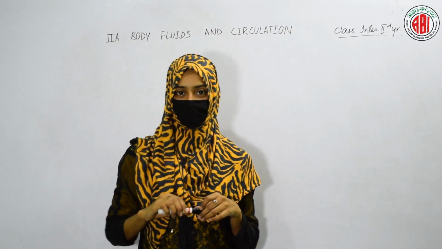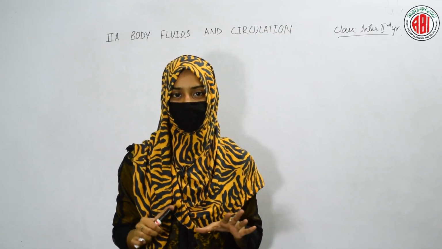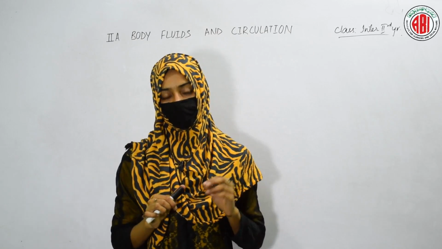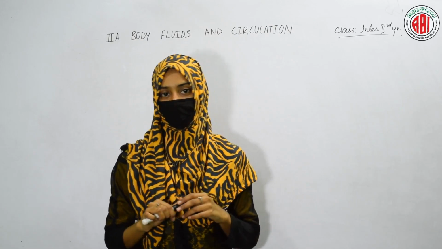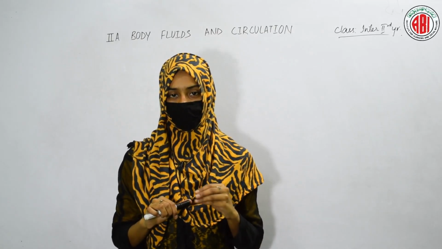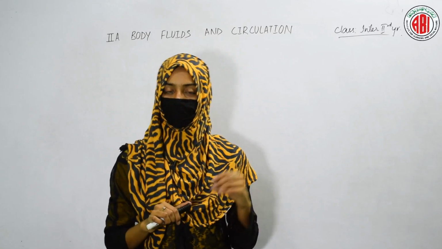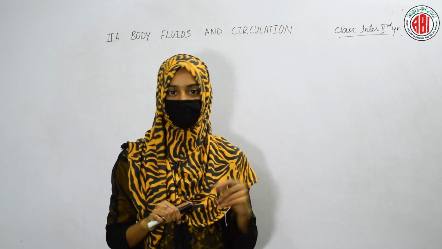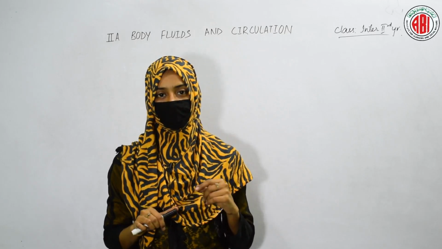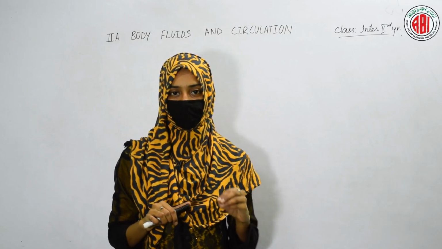In the last session we have seen that bone marrow is a place where all the blood cells are formed, and we have discussed all the characteristic features of our red blood cells, and we have also studied white blood cells. In today's session we are going to see the functions of all the white blood cells.